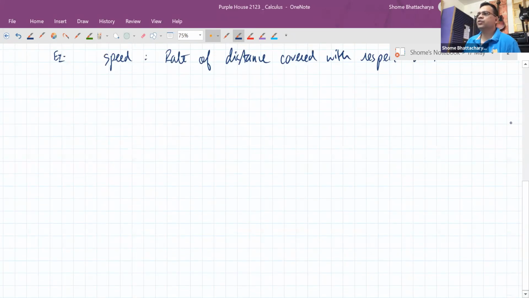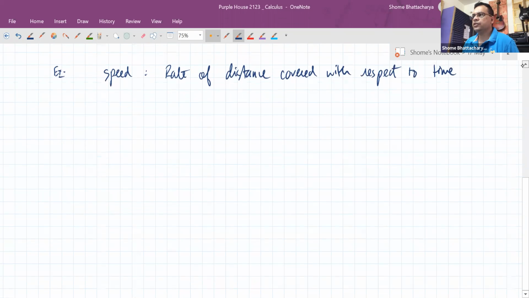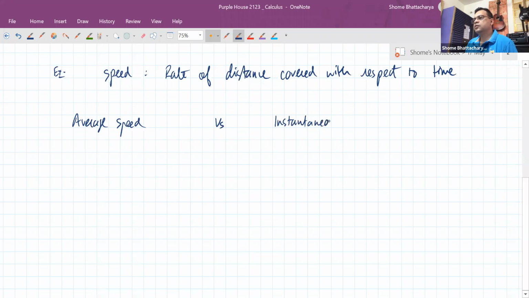Okay, so there are so many more examples, like acceleration is rate of change of velocity. We'll come back to those examples later. But right now, let's stick to this example of speed as the rate of change of distance covered with respect to time. And from this, let's understand a couple of things. You must have heard the term average speed. Okay, and also you must have heard the term instantaneous speed. So what is the difference between these two? Let's understand that. How do we define average speed?